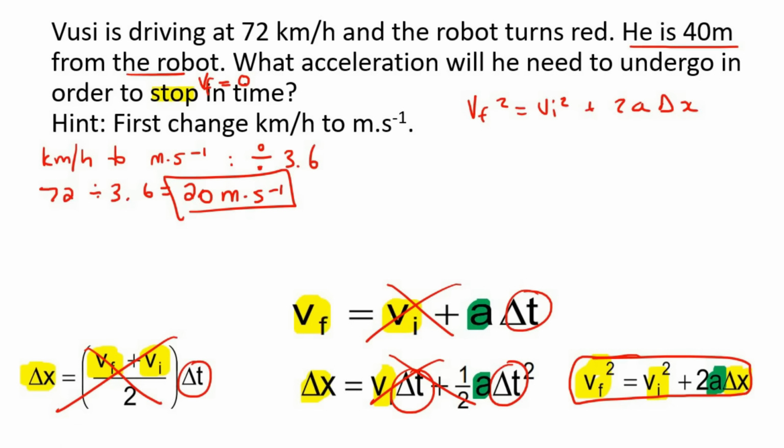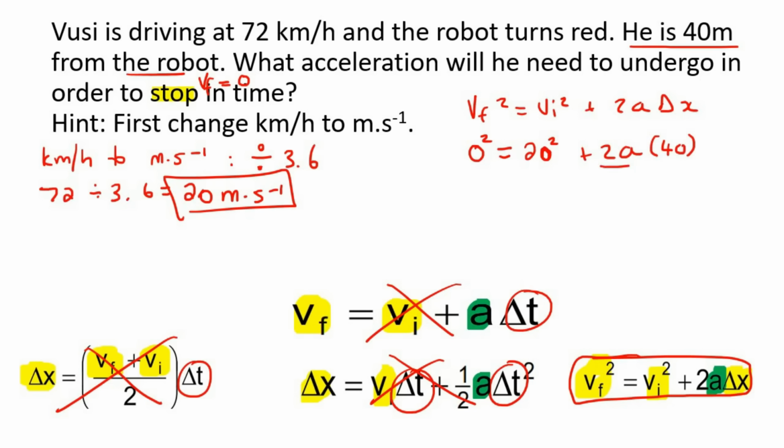So the final velocity is 0. Remember, we said that Vusi is going to stop. The initial velocity is 20. Now remember, there is a little square over there. That's important. A lot of learners forget that. The a we don't know, and then the displacement is 40.